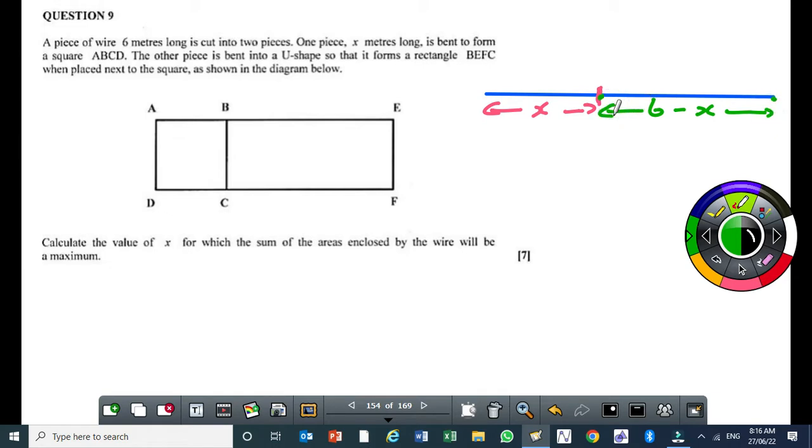So one piece is X meters long, and then it is bent to form a square. So this X meters is then bent to form a what? A square. Right? And you know that a square has got four sides that are what? Equal. So if you've got X meters, if I ask you, well, what would be the length of each side? The total length is X. That's the perimeter, remember? That's the perimeter as well.